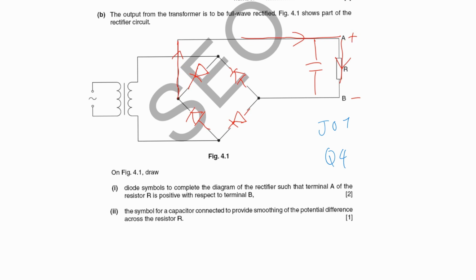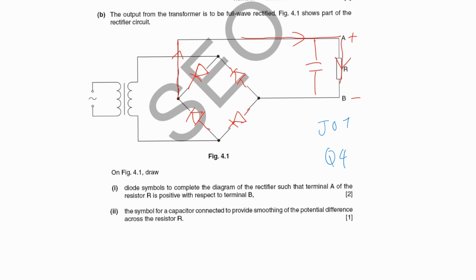So remember, where the current comes out from the full wave bridge rectifier, the two diodes must point there, must converge there. So the two diodes converging at this point will give you the current out here. Since these two diodes are pointing here, the other two must also point to the left, because if one points left, all of them must also point left.